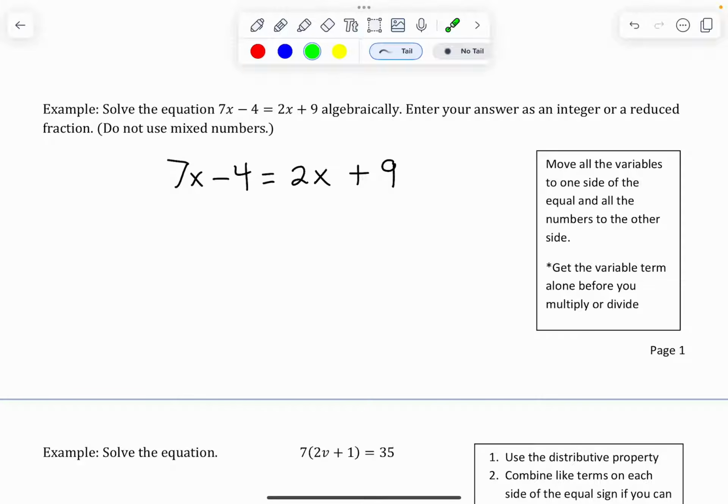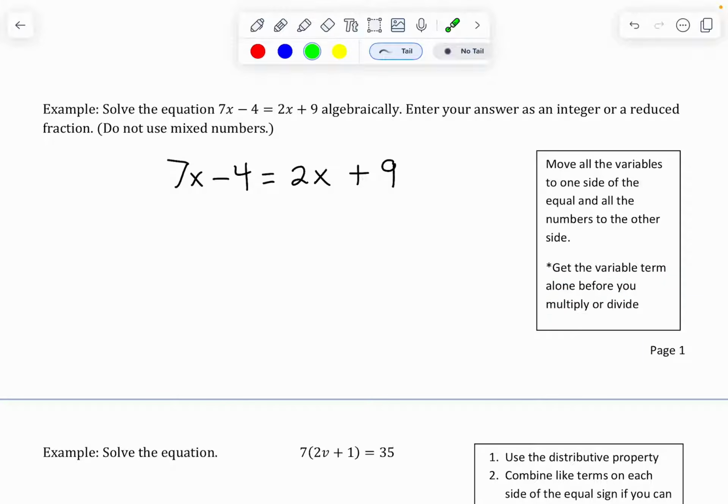And let's look at our notes box over here. That says move all the variables to one side of the equal and all the numbers to the other side. So we are going to take this 2x and move it to the left, and take this -4 and move it to the right. Now you could start this question another way. You could move the 7x to the right and the 9 to the left, and you're still going to get the same answer. So our end goal is to get the variable term alone before you multiply or divide.